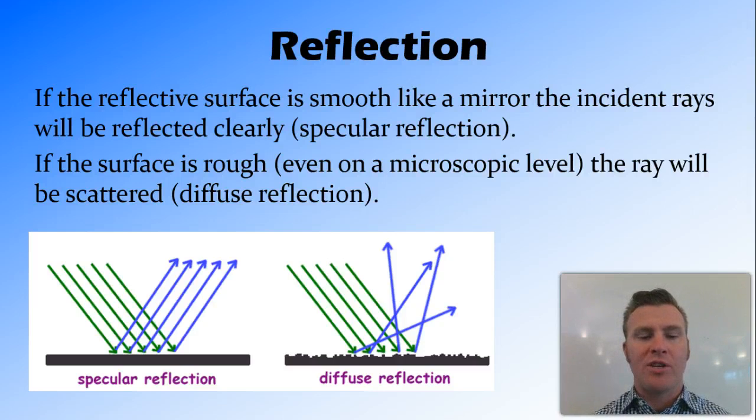For a smooth object, for example a mirror, all the rays, the incident rays that come in, will be reflected clearly and in order. And we call this specular reflection. If, however, the surface is rough, and you don't have to be able to feel that it's rough, sometimes they'll be rough on a microscopic level, even though they feel smooth, the rays will be scattered, so they'll all come out higgledy-piggledy, and we call this diffuse reflection.